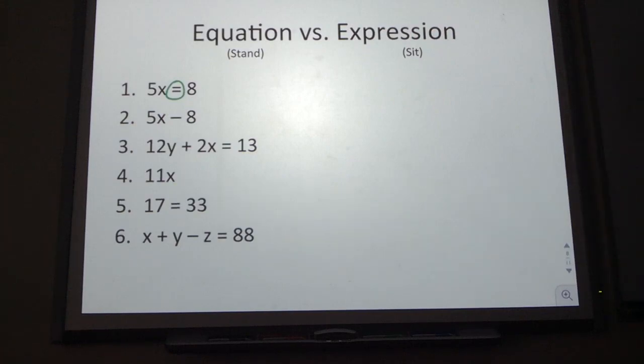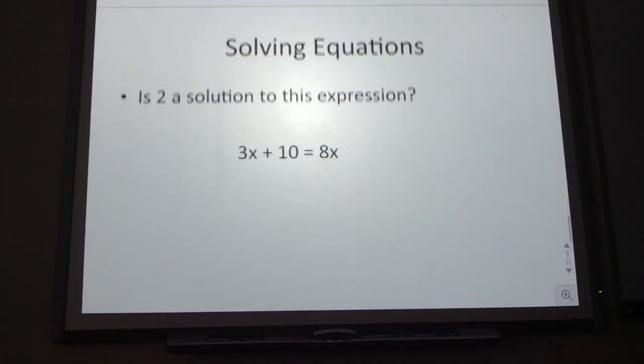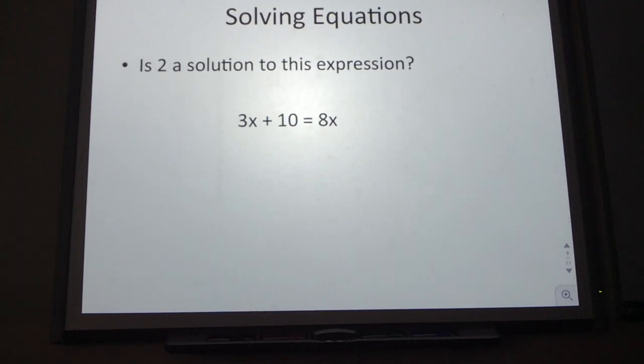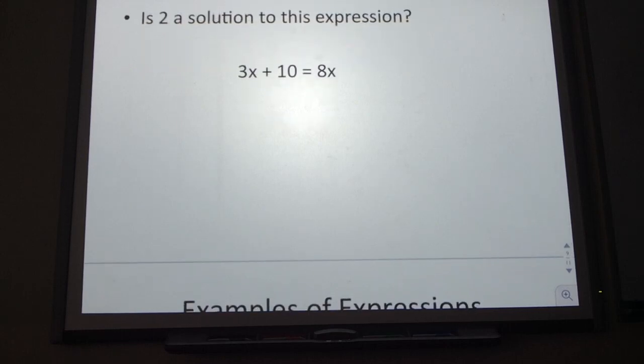All right, so up next, solving equations: is 2 a solution to this equation? If you remember how to do this, go ahead and try. Basically the same as what we just did. Plug it in. See if the sides equal each other.